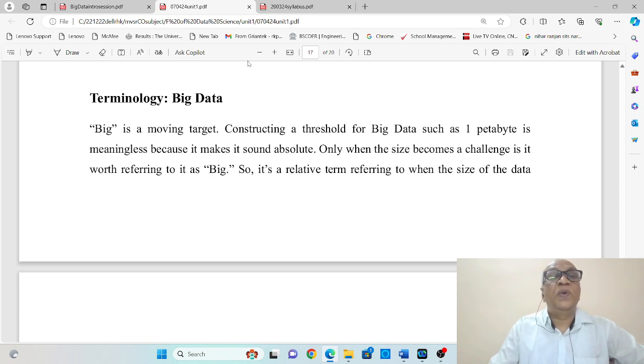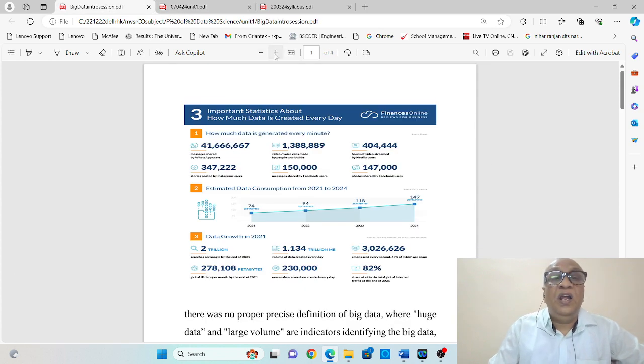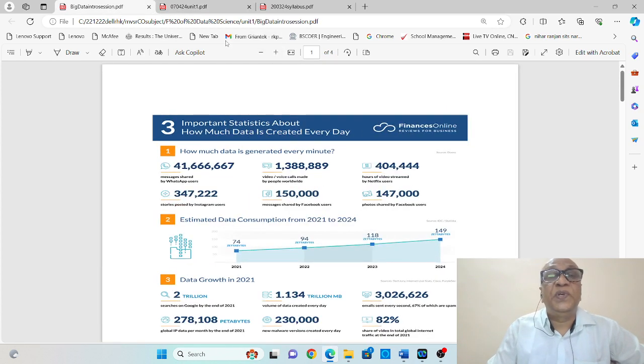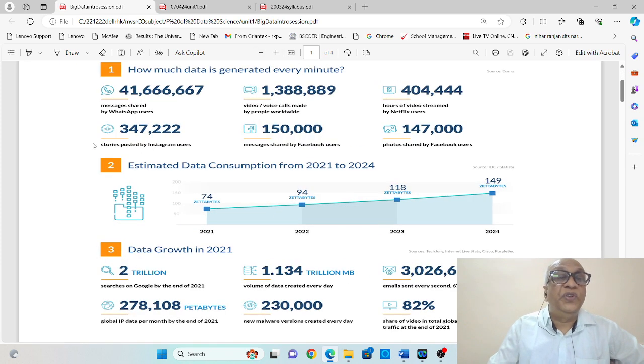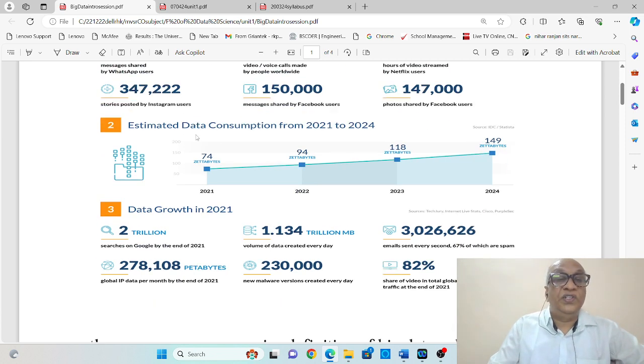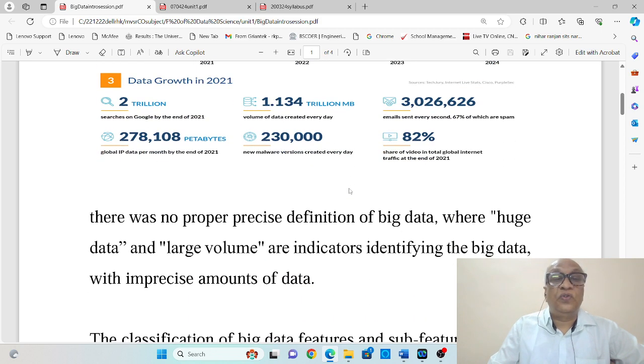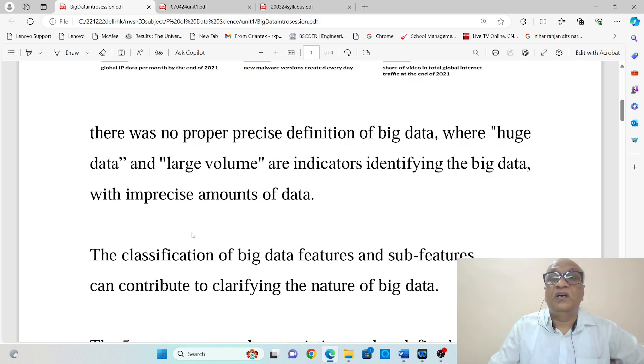Coming to big data, the moment I see the term big data, what comes to my mind? I start describing how big data has become big because of this. Say for example, these are the number of messages on WhatsApp. These are voice calls. These are Facebook user messages. These are photos shared by Facebook users. Netflix user streaming estimate. Instagram stories. So this is indicating huge volumes of data. So that's why the term big data is coming.